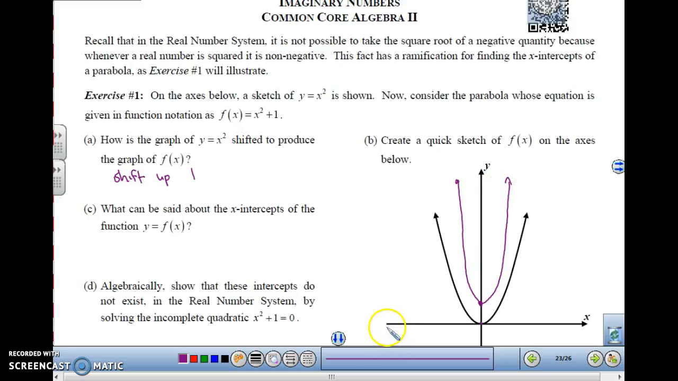Not perfect. Okay, now what can be said about the x-intercepts of the function y equals f of x? Well, an x-intercept is where it crosses the x-axis, correct? So this says the x-intercepts don't exist, because the parabola does not cross the x-axis.